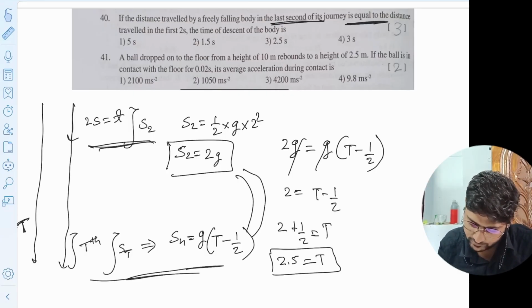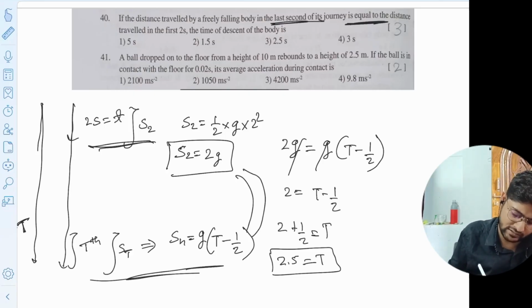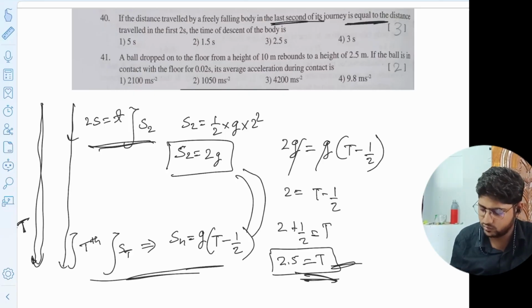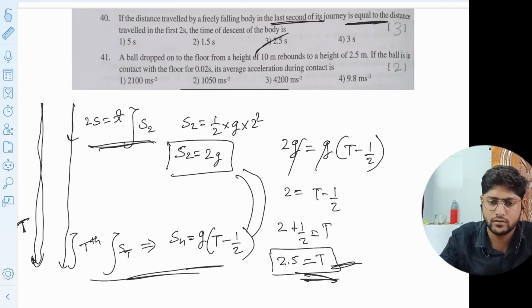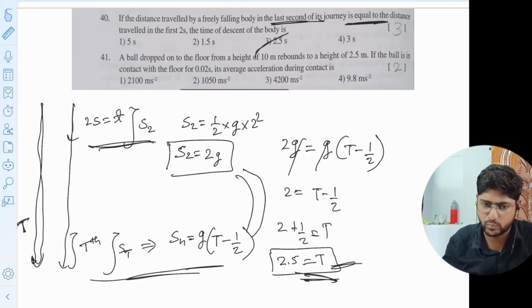What is the question? Time of descent of the body. How much time will it take to come downward? So that is time of descent equals 2.5. We calculated time t equals 2.5, 2 plus half equals 2.5. So time of descent is 2.5.